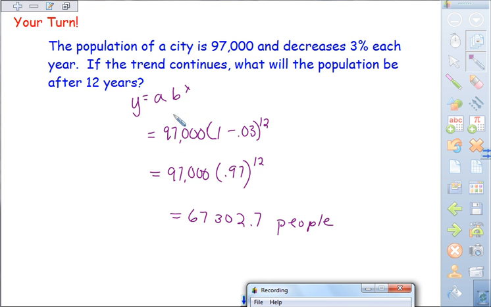So in this problem, our initial population is 97,000 people. We are given a rate, and it decreases at 3%. So we lose 3% every year, but we keep 97% of the population. So you have to make sure you do your 1 minus r before you plug it in. So when we calculate, we get 67,302.7 people. If you want to round up to the nearest person, that would be okay.